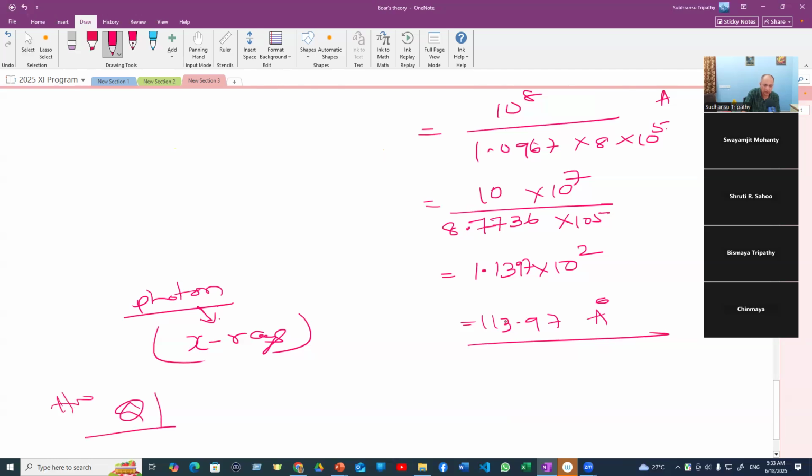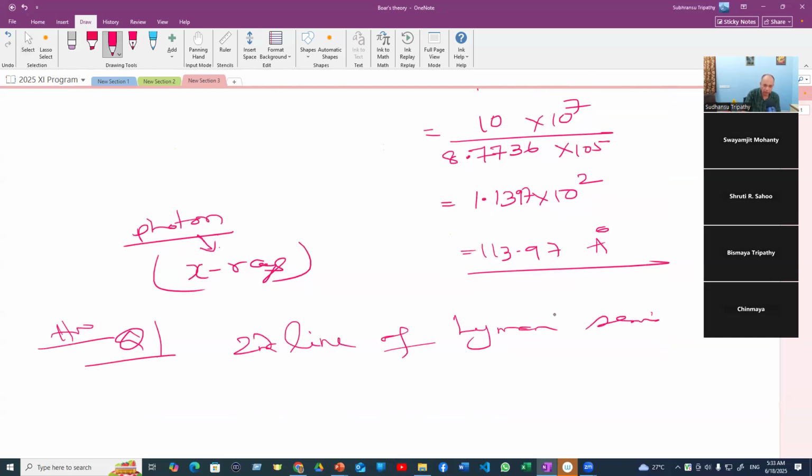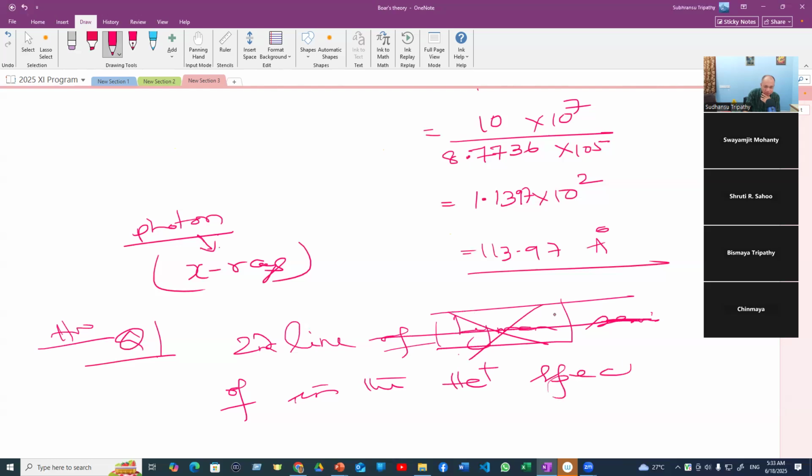Homework: second line of Lyman series, but this Lyman word is used for hydrogen spectrum. I'm just asking for the second line in the He plus spectrum, corresponding to the second line of hydrogen spectrum.